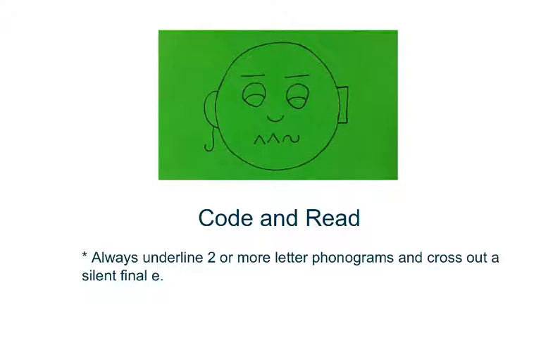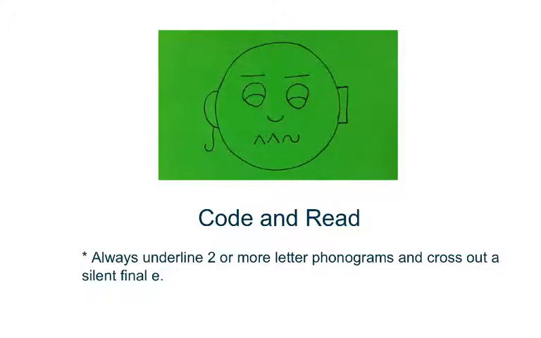The final step is code and read. And this can be looked at as proofreading. So the student will code and read the word he or she has spelled to make sure it is written as they planned. Now, as parents, you will not be required to do coding at home. So the code marks that make up this guy's face might not be familiar to you, and that is okay. What I do want you to do is always underline 2 or more letter phonograms and cross out a silent final E.